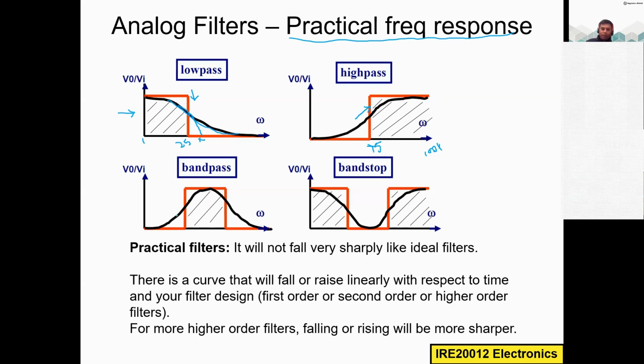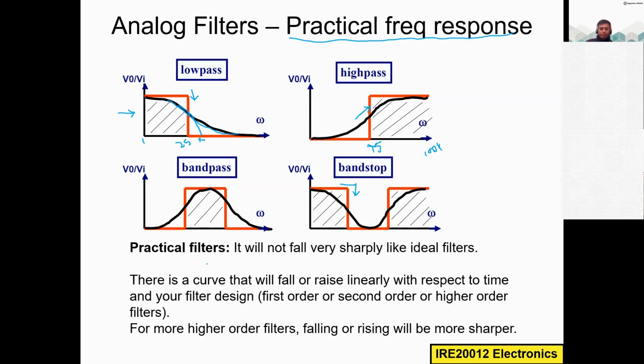And the band pass filter is also the same. So here you can see, it will be like this. And the band stop filter is also the same. So it's not sharply falling down. It's just linearly falling. So we have to design the filter to make this curve as sharp as possible to rise or to fall.